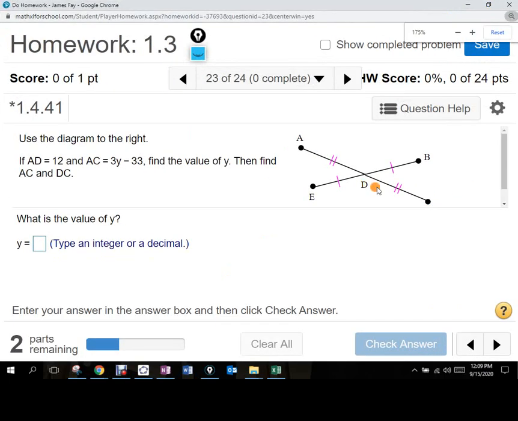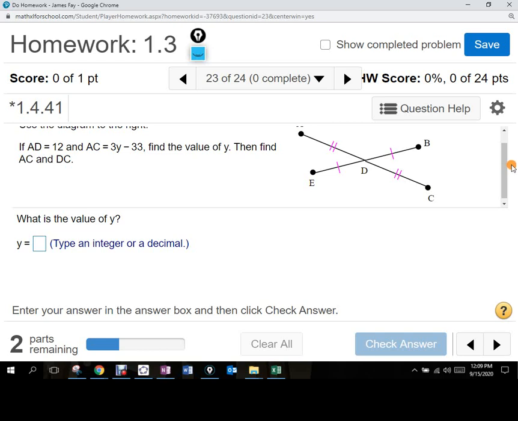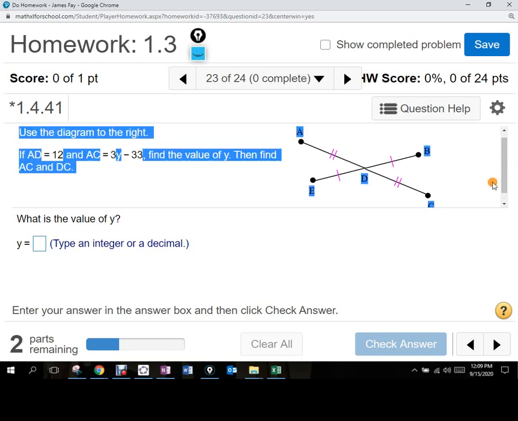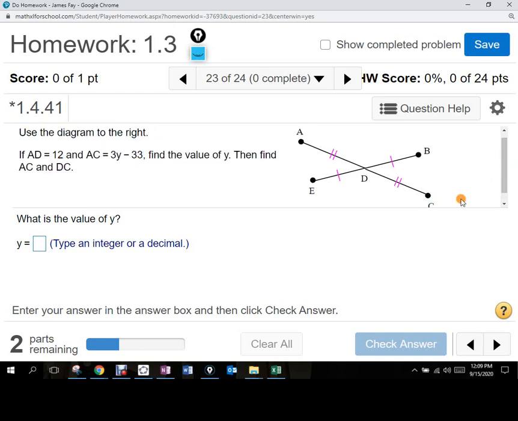Just real quick, imagery-wise, if I look at these segments up here, the segments that have one marking in them, purple or whatever color that is, those segments are congruent. That's what that notation means. The segments that have 2 markings in them, those segments are congruent. Anything that has 1 marking is only going to be congruent to anything else that has only 1 marking. Same thing for 2, same thing for 3, and so forth.